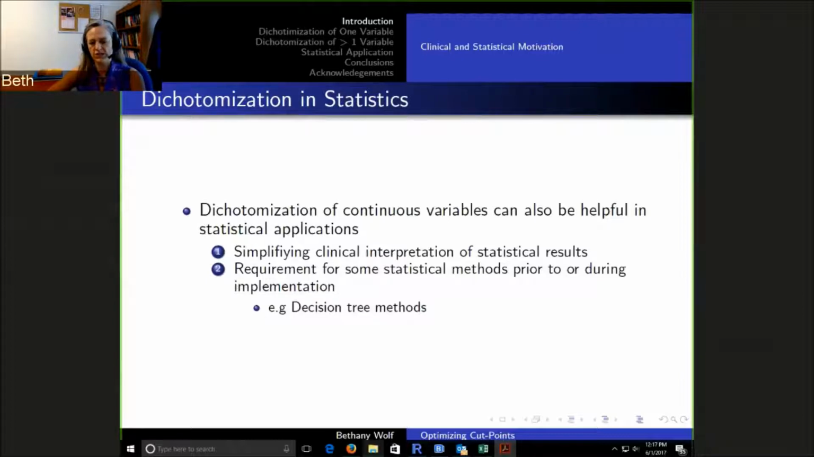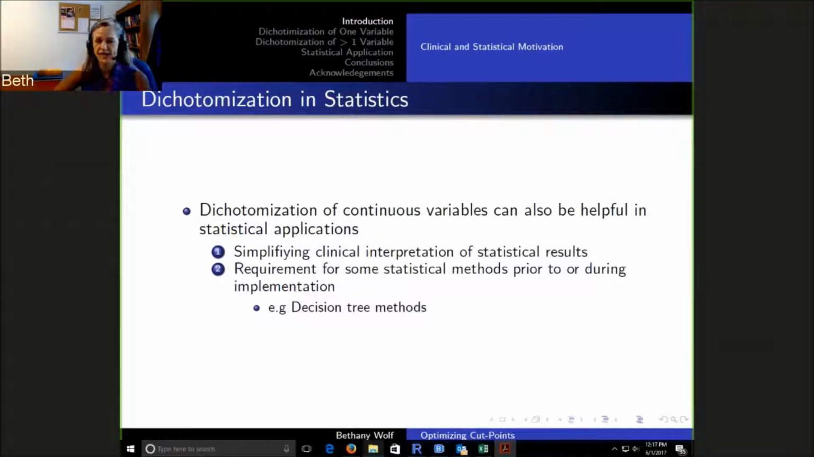But if we talk about something like decision tree methods, so if any of you have ever worked with classification and regression trees, random forest, C4.5 trees. These are all statistical methods that data mine a large set of predictors and use cut points to sort of define regions of risk for disease.